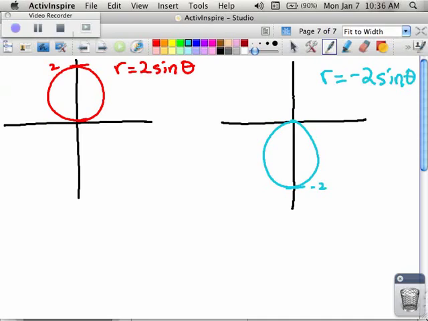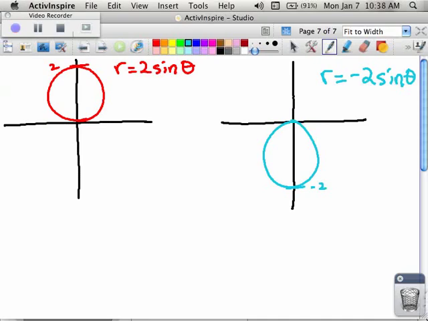So anytime you see r equals sine of theta, you're going to have a circle. Also, you know that when it's sine, these circles are vertical circles, meaning it'll either be above the x-axis or below the x-axis. If it's positive, it's above. If it's negative, it's below. The number in front of the trig function is the diameter of the circle.